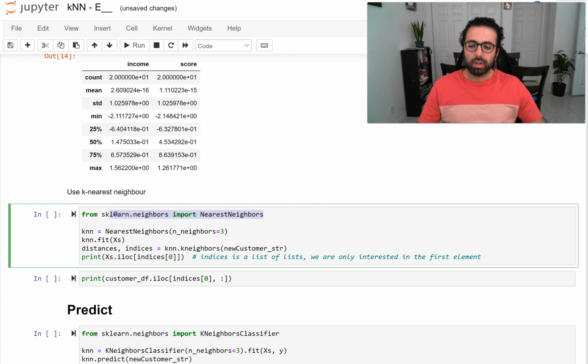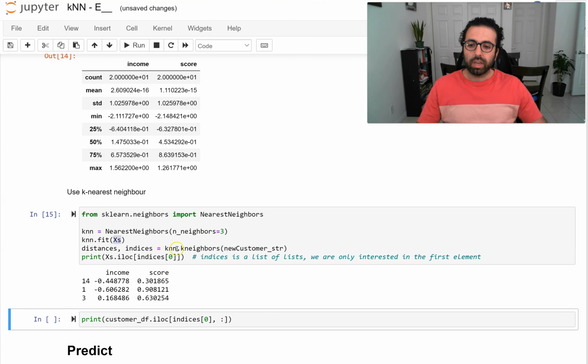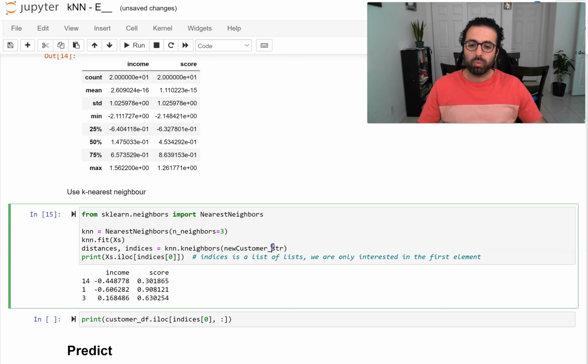Here we are using the nearest neighbors function from the sklearn.neighbors module, and all we need to do, we create the model, we say we want 3 neighbors, as in we want to find 3 neighbors, and then fit our data to the model, right? So that's all that's been done here. And then this knn.kneighbors will return the closest 3 neighbors to this new data object.